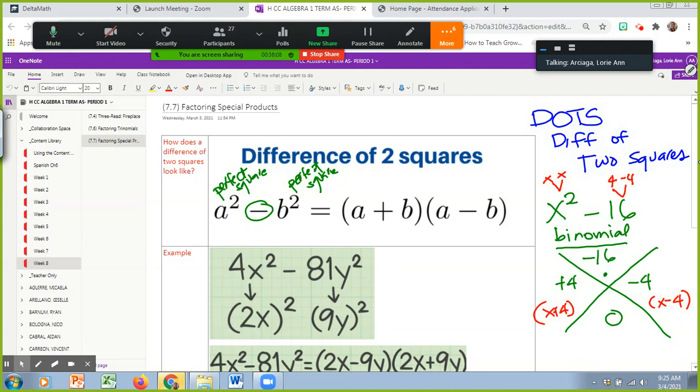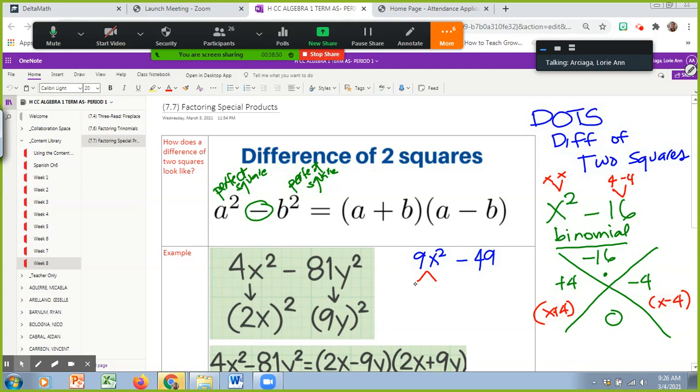Okay, let's try another one. So suppose I have 9x squared minus 49. So what are you going to do? You have to check if each one is a perfect square. Is 9x squared a perfect square? If it is, how are you going to break it down? What's the square root of 9 and what's the square root of x squared?